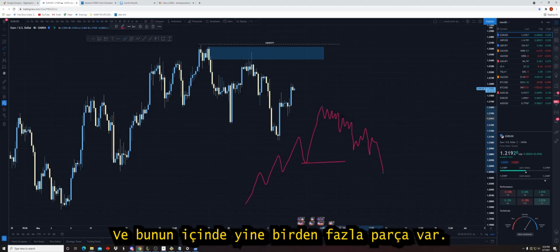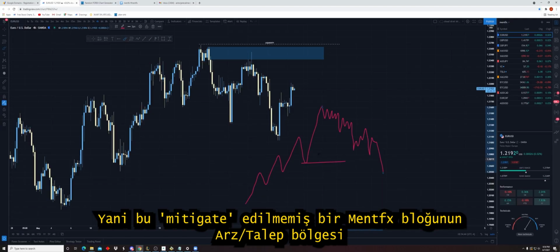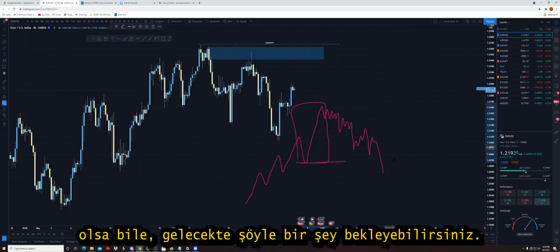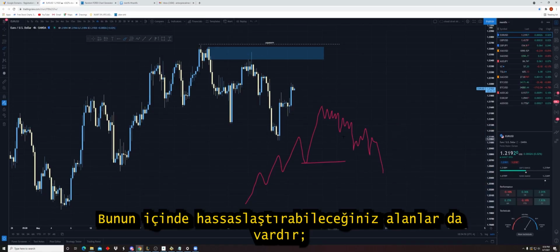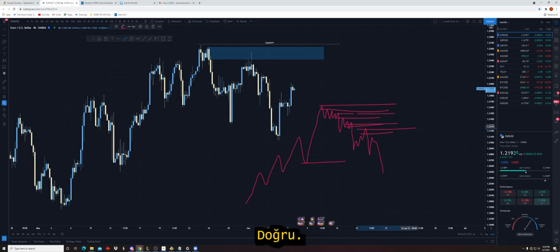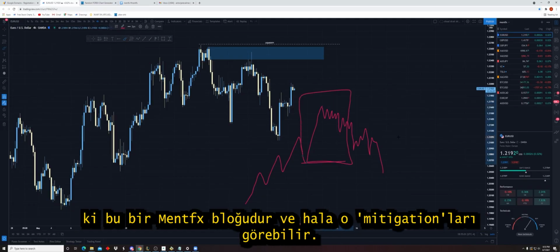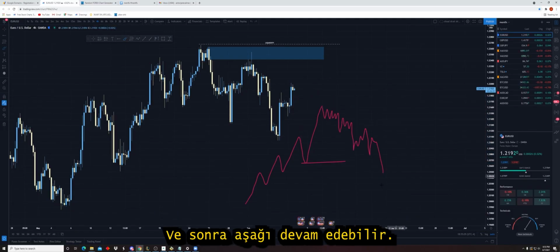And inside of here, you again have multiple POIs inside of that MentaFX block, right? So even though this is an SND zone of a MentaFX block that's unmitigated, and in the future you can expect something like this, there's also areas in it that you can refine to, let's say, the SND zone up here, the one in here, the one in here, the one in here, right? So there's multiple supply and demand zones inside of that larger one, which is a MentaFX block, that can still see those mitigations and then continuations lower.